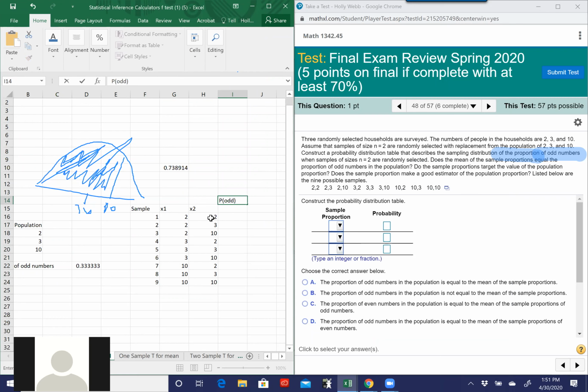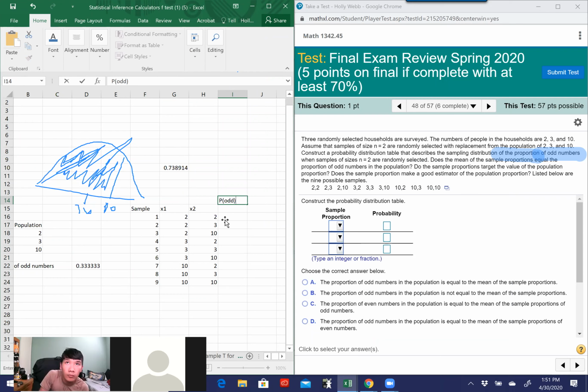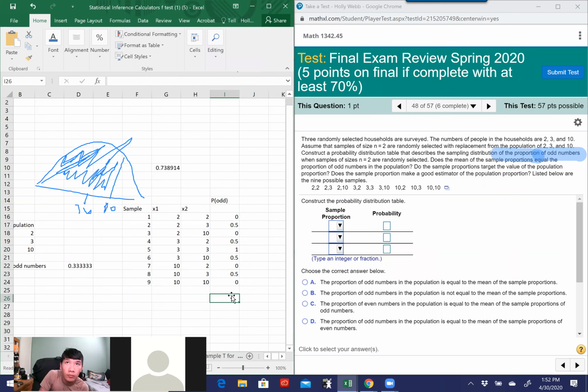Okay, so the first sample is 2, 2. What's the proportion of odd numbers in that sample? 0. Good. What about in the sample 2, 3? 0.5. Good. And here's another 0. Here's another 0.5. What about in the sample 3, 3? Odd numbers? 1, right? They're both odd. This one's 0.5. This one's 0. This one's 0.5. And this one is 0. So we only have 3 reoccurring proportions of odd numbers.